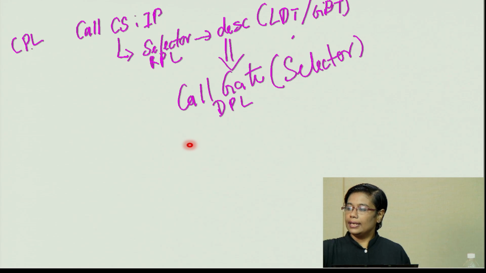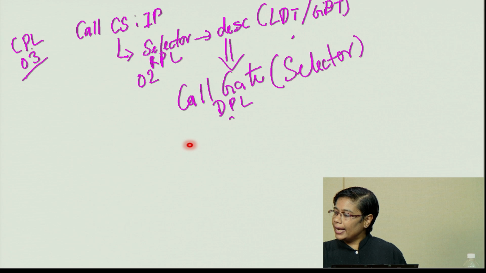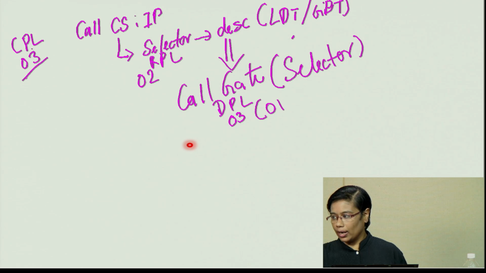So for example, let's say the CPL happens to be 03 and the RPL is going to be 02. Now the lower privilege here of course is going to be 03. That is going to be taken by the system. And if the call gate has a DPL of 03, then it means that it is allowed to take this call. If it is going to have a DPL, let's say 01, then it is not allowed to take the call because 03 is a lower privilege when compared to 01. So it will not be allowed to take the call under these conditions.